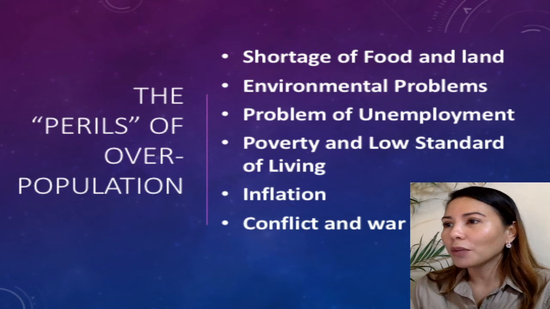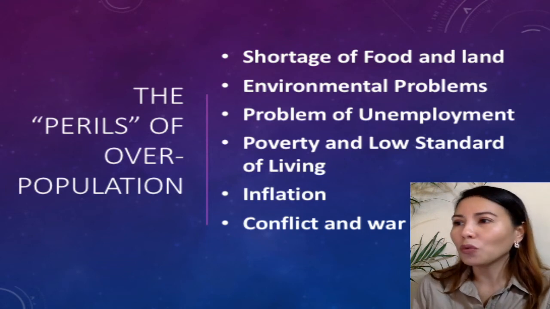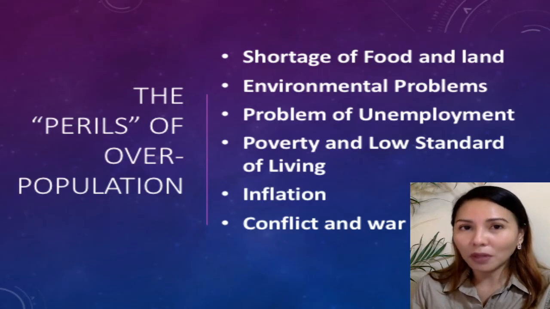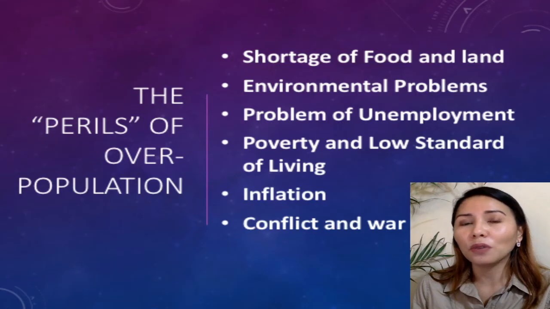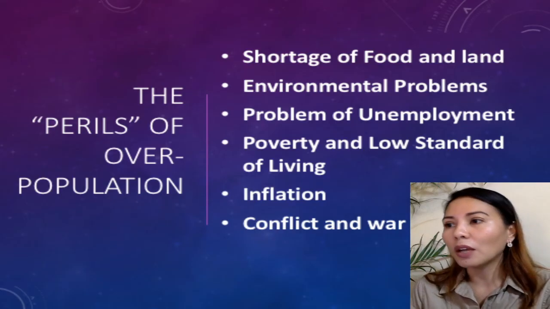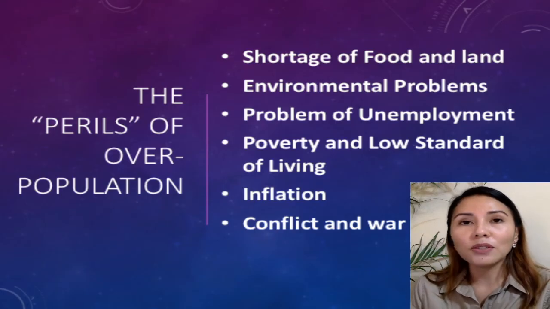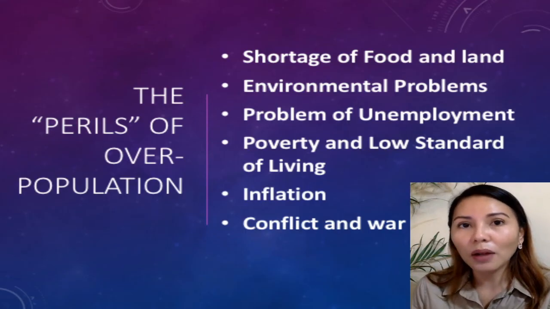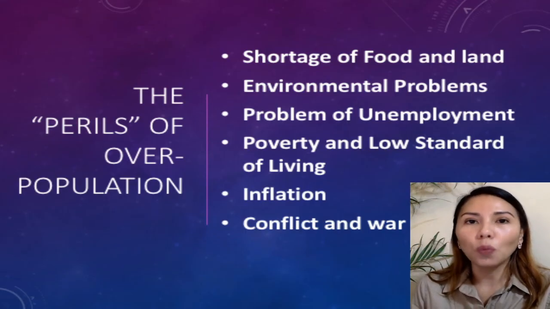There'd be problem of unemployment, of course. And of course, there's a problem on poverty and low standard of living. There are millions of people around the world who are dying of hunger, of diseases, of malnutrition. There'd also be inflation, and of course, like the Malthusian's way of thinking, sooner or later, when resources ran out, there'd be conflict and war.